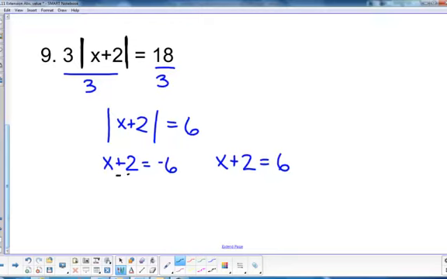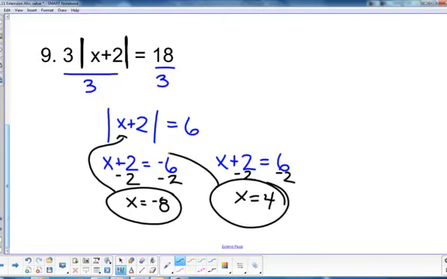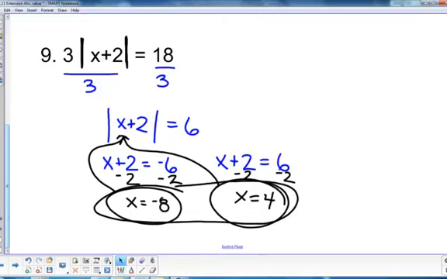So when we solve this, we're going to subtract 2. So x could equal negative 8. And then if you just want to think real quick, negative 8 plus 2 is negative 6, that works. And then if you subtract 2, x will equal 4. Let's just think again real quick. 4 plus 2 is 6. That works. So those are definitely our 2 correct answers.